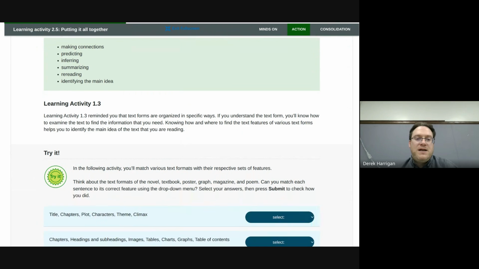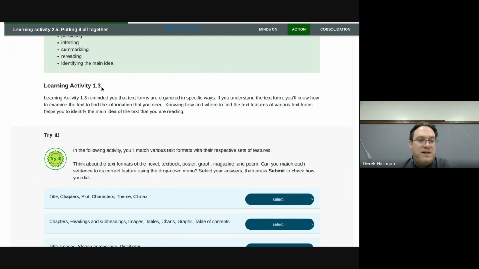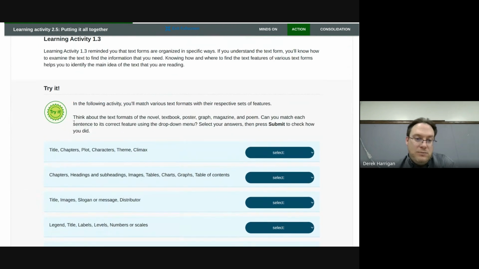In Unit 1, Activity 3, we focused on trying to better understand text forms, and we looked at different types of texts. And so what they're going to do here is give you a little practice exercise where it says match various text forms with the respective sets of features.